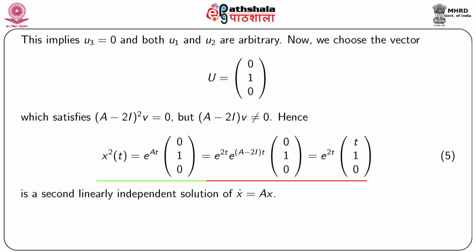And this can be written in the form e to the power 2t into e to the power (A minus 2I)t multiplied by the vector 0, 1, 0, which is equal to e to the power 2t into the column vector t, 1, 0. And this is our second linearly independent solution of dx/dt equal to Ax.